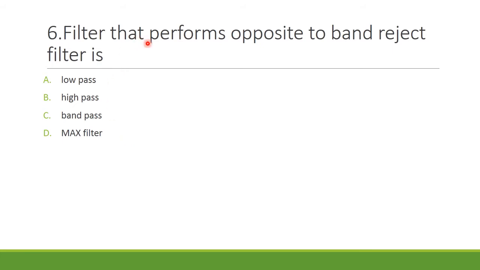Next question. Filter that performs opposite to band reject filter is. So band reject is nothing but band stop filter. So opposite of band stop filter is band pass filter. Therefore option C is the right answer.